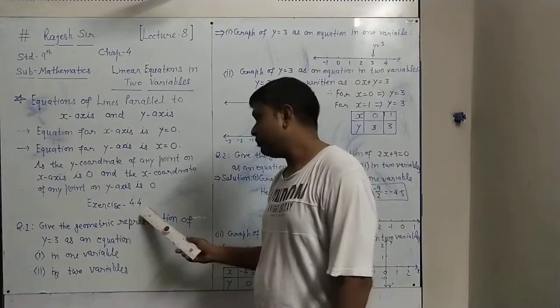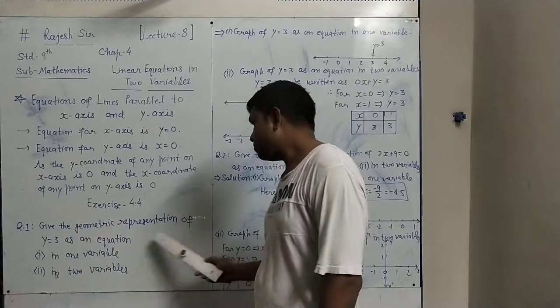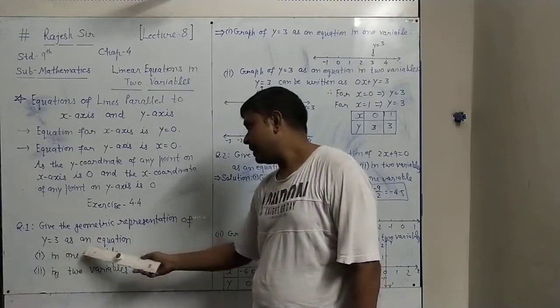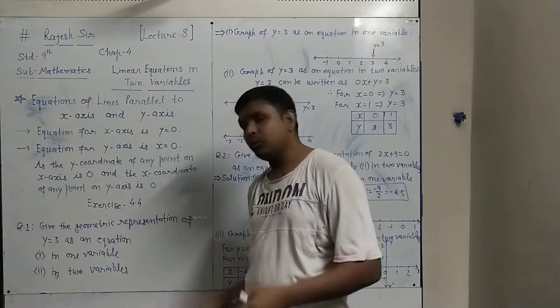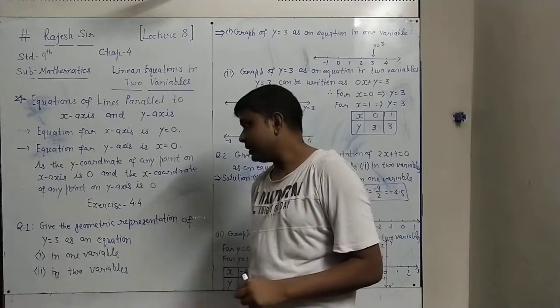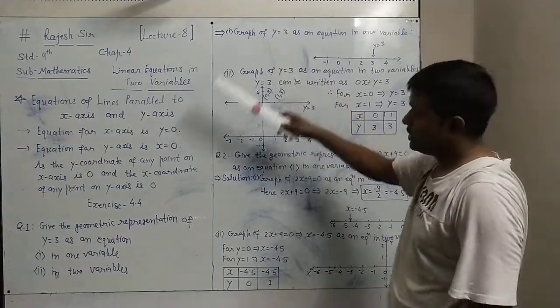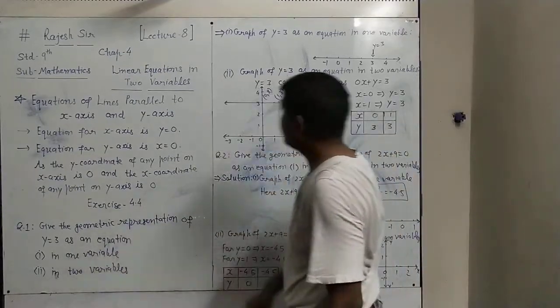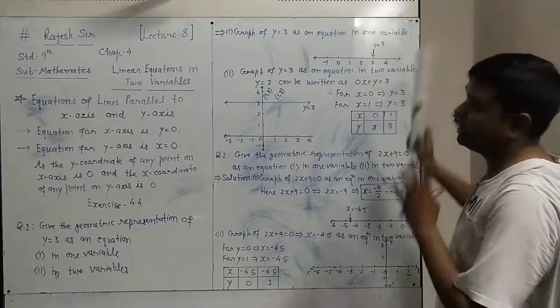Now we have exercise 4.4 related to this. Give the geometric representation of y equal to 3 as an equation in one variable and in two variables, both ways we have to show. So as it is y equal to 3, see what happens geometrically. First, in one variable we have to show. So the first one is the graph of y equal to 3 as an equation in one variable.